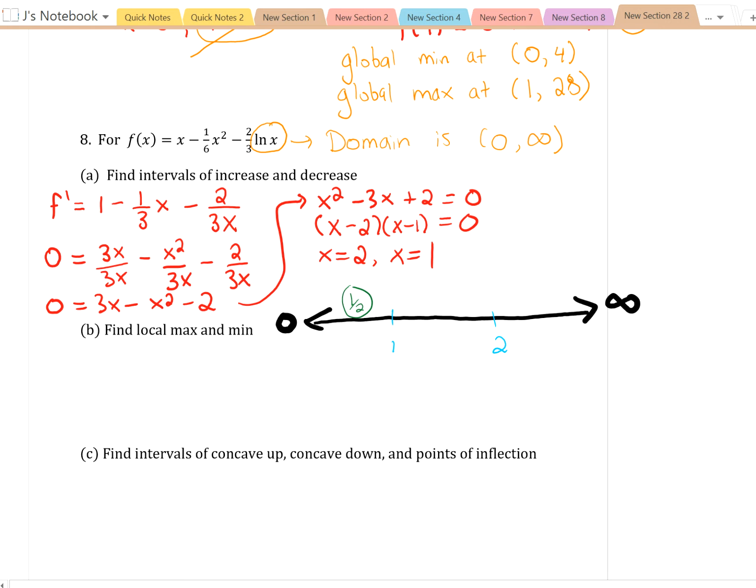A number between 1 and 2. That'll be 3 over 2. That'll work. And we need a number between 2 and infinity. Let's go with 3. And what do we do with these? We plug them into the first derivative of the function.